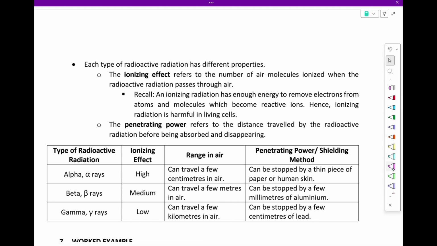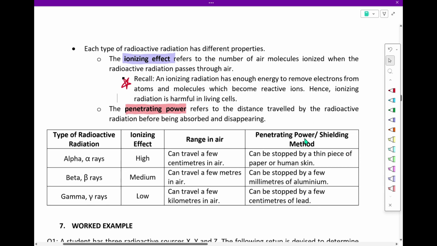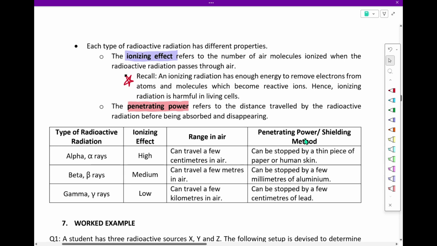And we can categorize these effects under two main groups: your ionizing effect, which you may remember from your EM spectrum chapter, and your penetrating power itself. Do remember that when we talk about ionizing radiation or ionizing effect, it basically means how much damage you can deal to your living cells, if that's the very simplified version of the definition. Now, if you notice, alpha particles have a very high ionizing effect, but very, very low penetrating power.